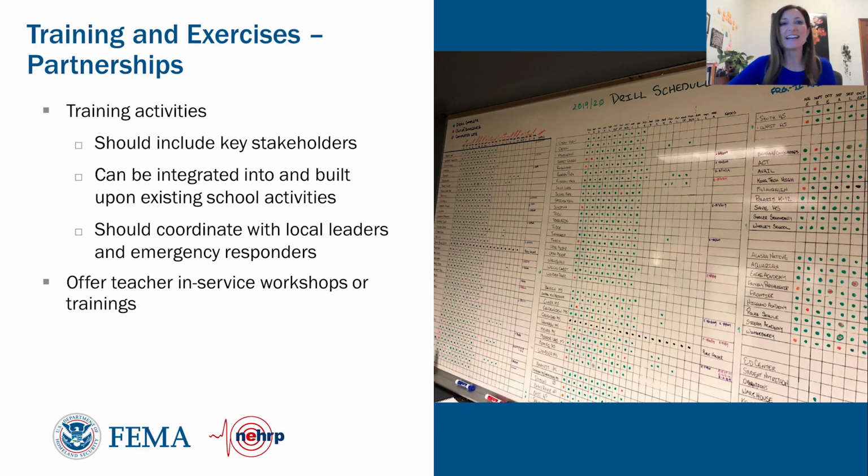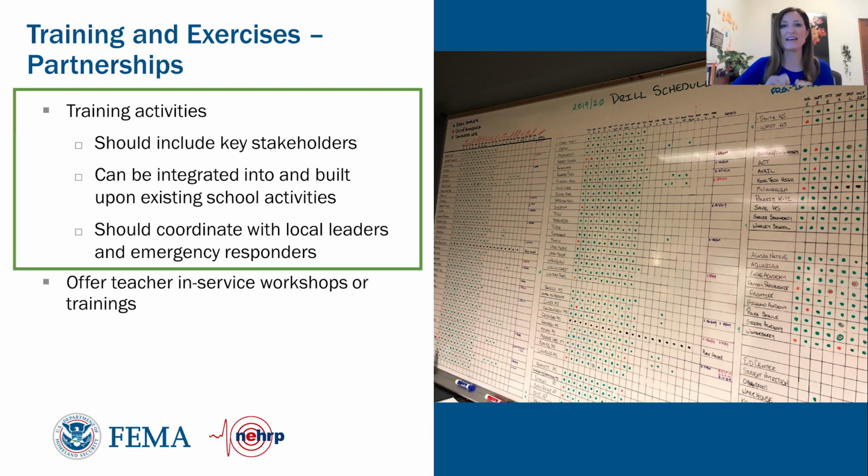In terms of carrying out training and exercises, partnerships are key. This is something we've mentioned throughout all of the modules related to this series. When engaging in training activities, it's really important to engage key stakeholders. They need to be integrated into the various activities, and also they need to be built onto the existing activities. It's really important for school leaders to coordinate with local leaders as well as emergency responders when they're carrying out various drills and exercises, especially those that might involve coordination with local police, fire, emergency management, or other agencies.